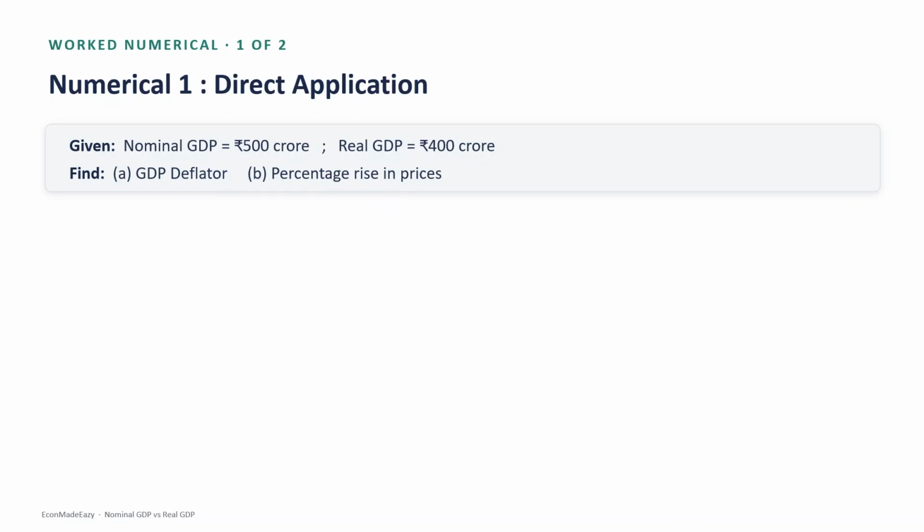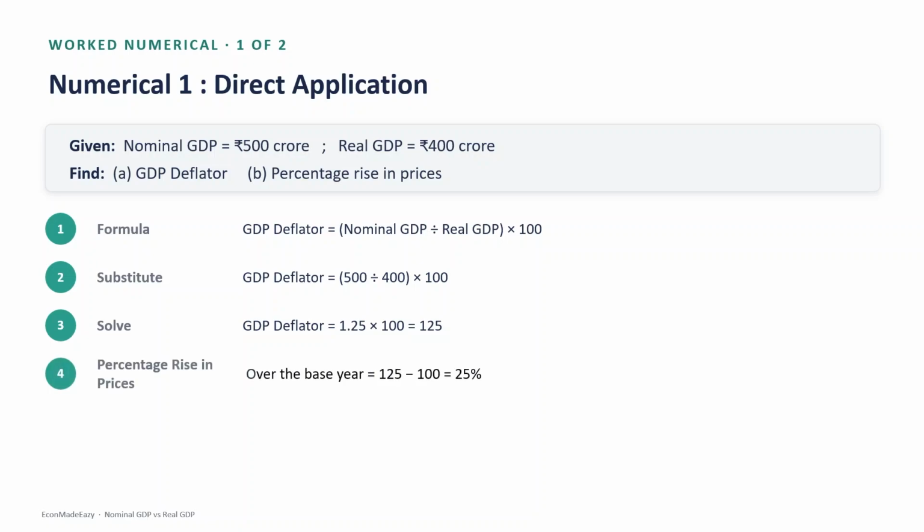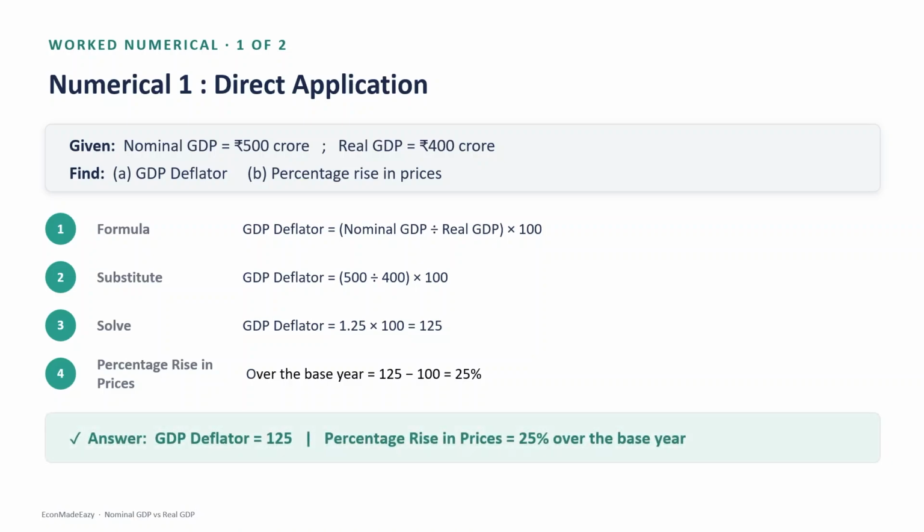First, we should always write the formula. GDP deflator equals nominal GDP divided by real GDP into 100. Substituting the values, 500 by 400 multiplied by 100, this gives us a GDP deflator of 125. Since the base year index is 100, a deflator of 125 means that the overall price level is 25% higher than in the base year. Therefore, the GDP deflator is 125 and prices have increased by 25% relative to the base year.